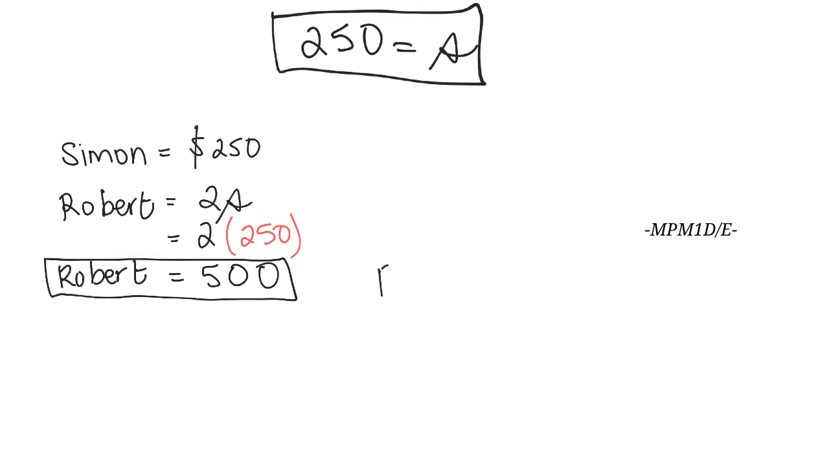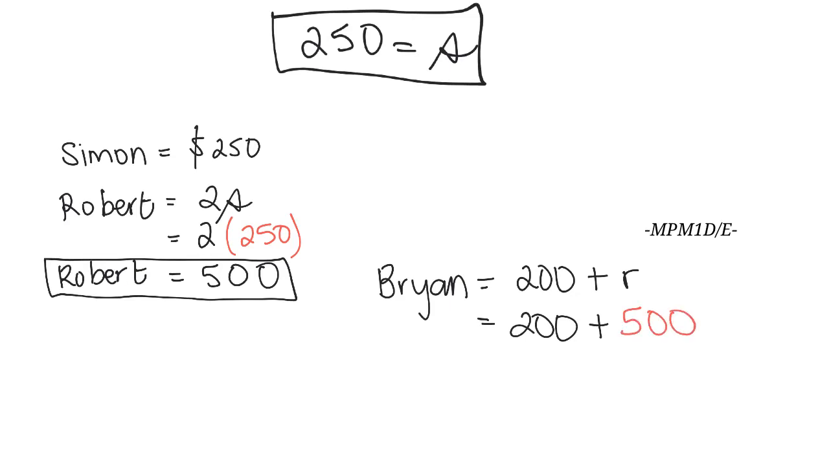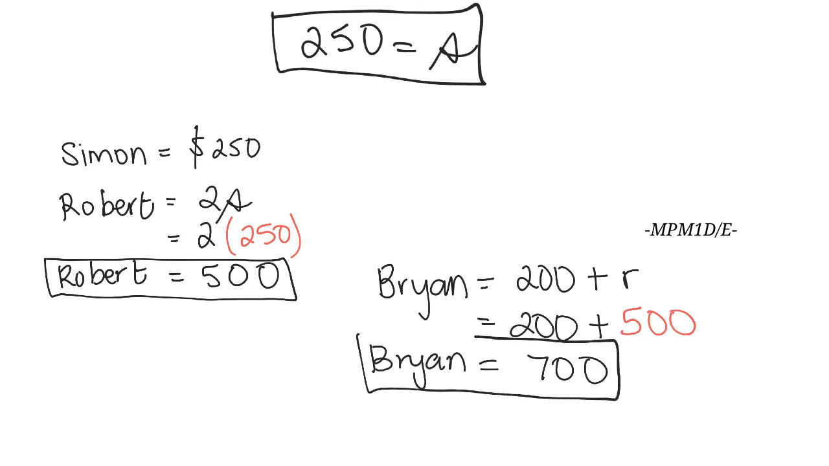And we can also now calculate Brian. We know that Brian gets 200 more than Robert, but now we know that Robert gets 500. So let's fill that in the place of R. So instead of R, we're going to put in 500. And so Brian would then get $700 at the end of the week.